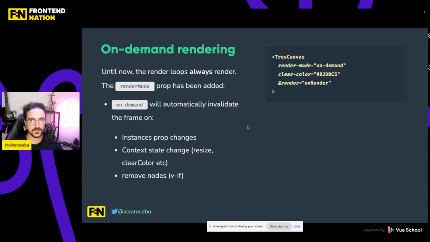rendering that much and only render when it's necessary, the performance is going to be better. So here we have the TresCanvas component, which is the wrapper component of your scene. And now there is a property that you can pass that is called renderMode. So renderMode will have three different possibilities. You can have always, which is the default one. You can have on demand, which is going to automatically invalidate the next frame on instance prop changes, context state changes, for example, if you resize the canvas, and if you use v-if for conditional rendering.